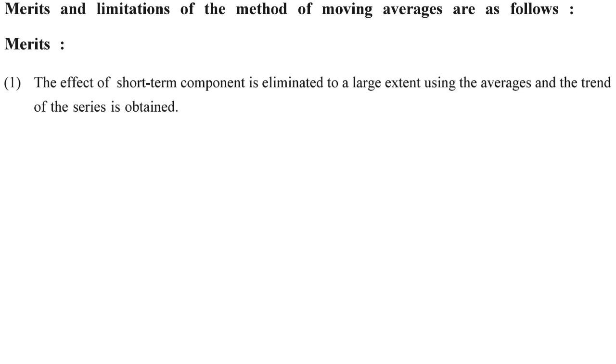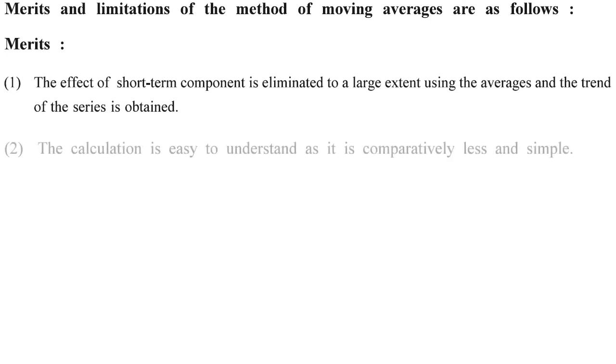In the first merit, the effect of short-term component is eliminated to a large extent using the averages, and the trend of the series is obtained. That means the main objective was eliminating the effects of the short-term components, which is achieved here using the averages. The calculation is, as you can see, no functions, no formulas, no equations, a simple addition, subtraction and division. So it is very easy to understand and comparatively less complicated, and it's simple.